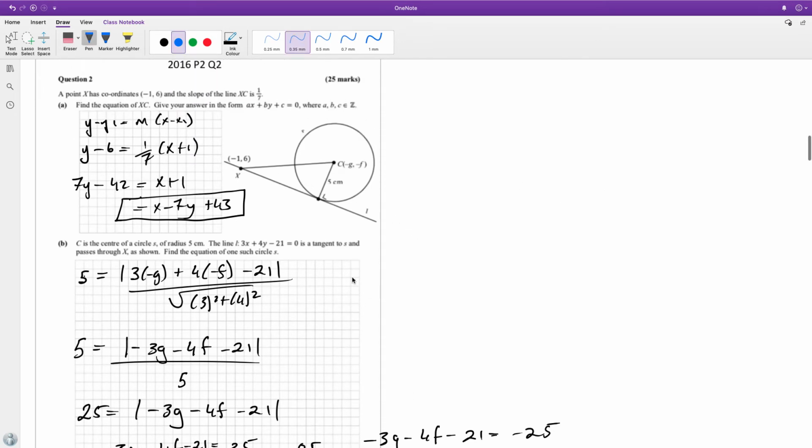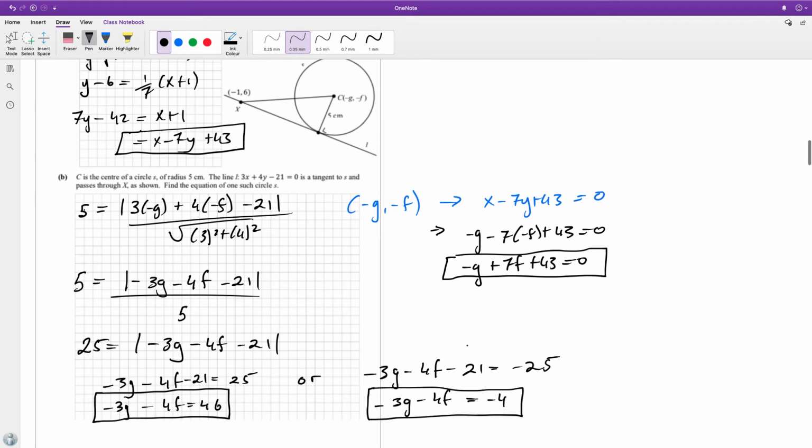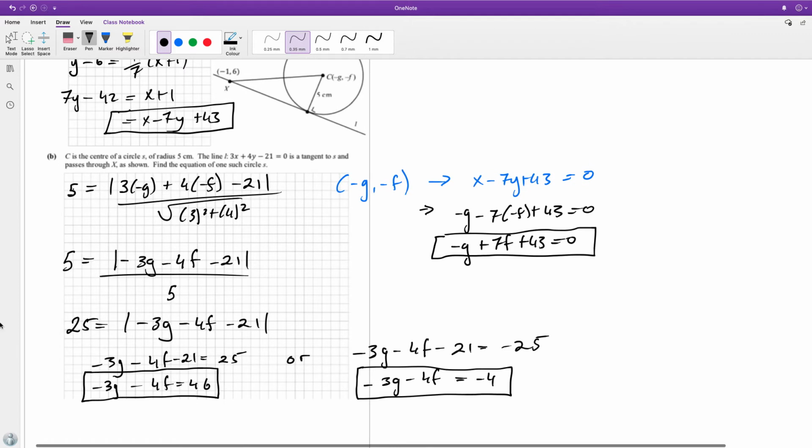So as we said, we know minus g, minus f is on x minus 7y plus 43 is equal to 0. So we can say minus g minus 7 times minus f plus 43 is equal to 0. Minus g plus 7f plus 43 is equal to 0. And then just do a simultaneous equation. So you can pick equation 1 or equation 2.